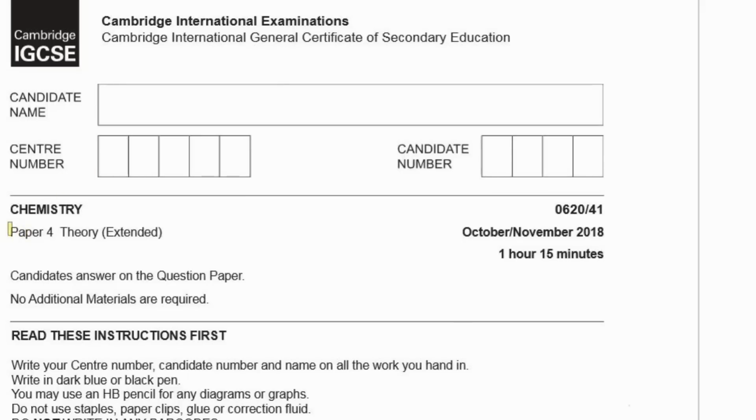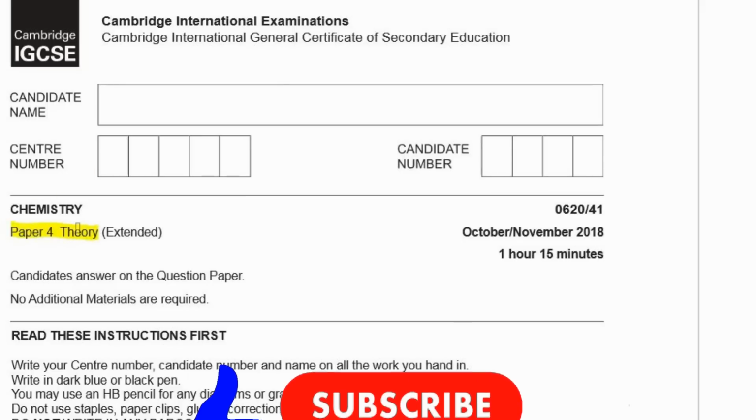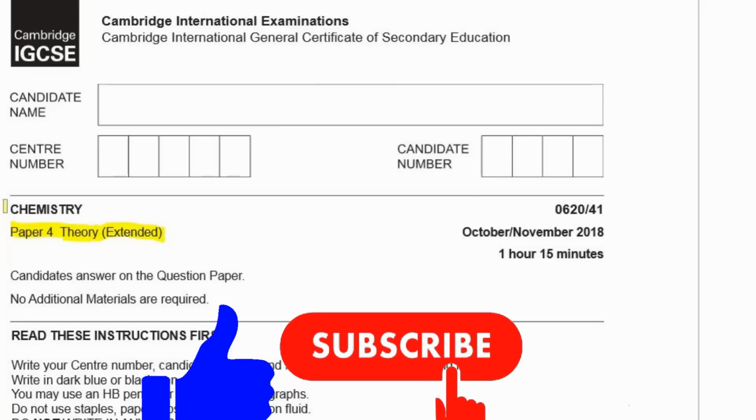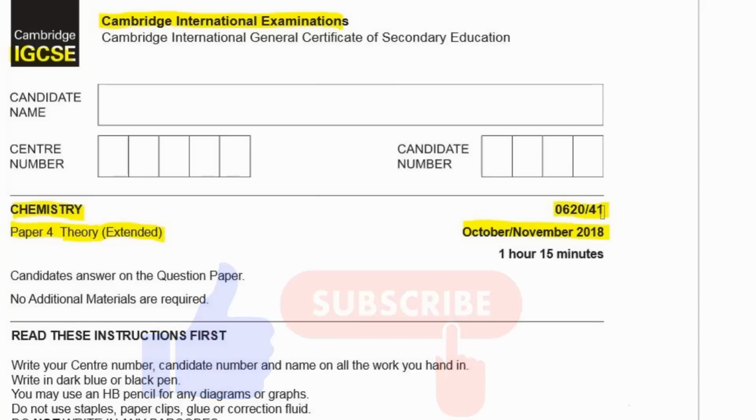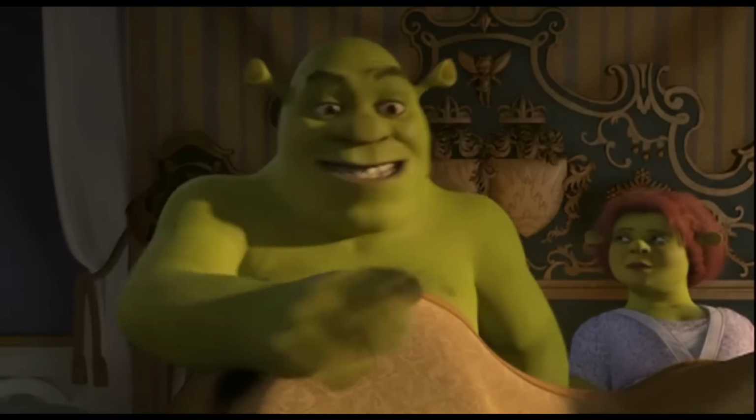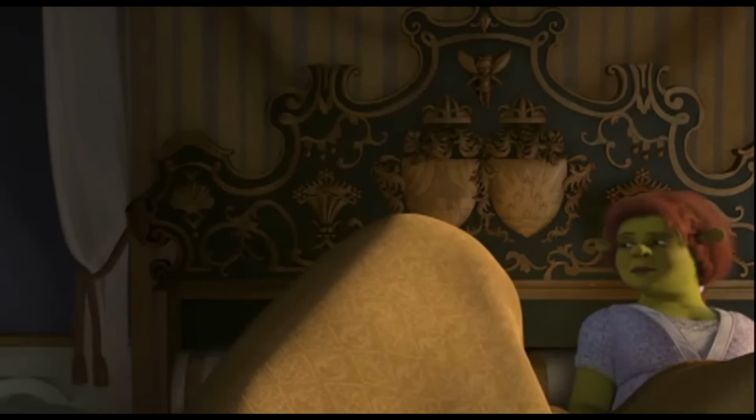All right, let's go through paper 4, which is a theory extended paper for chemistry. That's for IGCSE from Cambridge International Examinations, CIE. And that's October, November, the winter 2018, variant 1, so 0620/41. All right, let's begin.